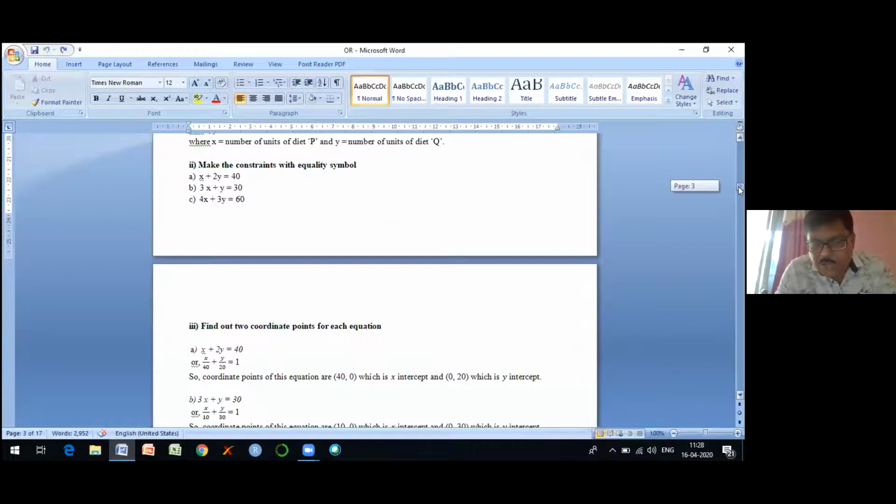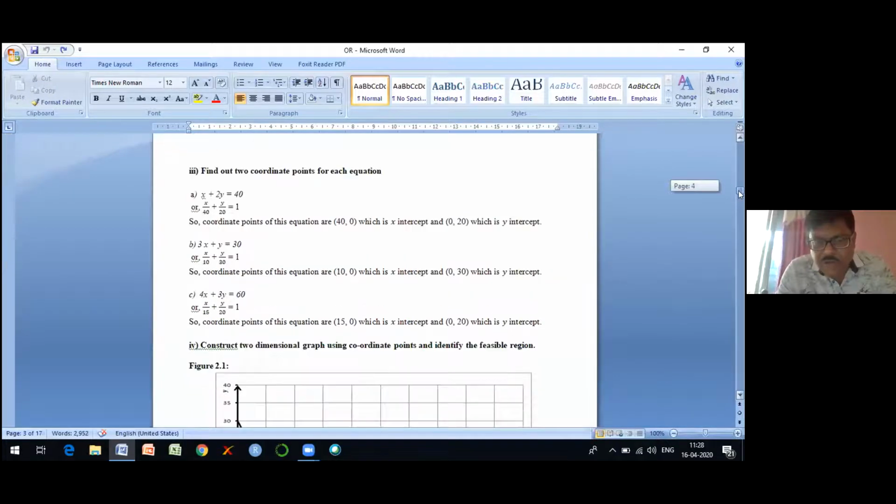So in case of the first constraint, just to go through this, we have written x plus 2y equal to 40. So both sides we can divide by 40. So x by 40, 2 by 40 means 1 by 20, so 2y by 40 means y by 20. And here it is 40 by 40 equal to 1.